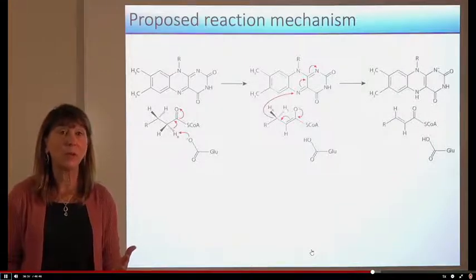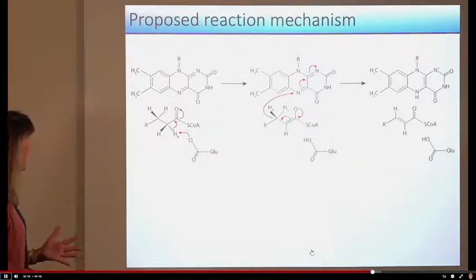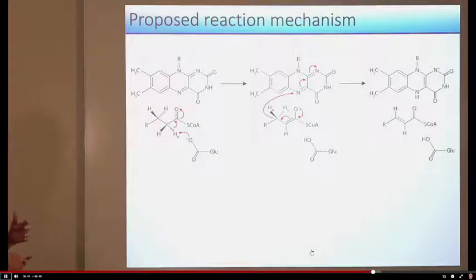We still don't understand a whole lot of things. But what they think happens is this glutamate pulls the pro-R hydrogen off here. Those electrons get fed into here. That goes up to here. And now you have a negative charge on that oxygen.